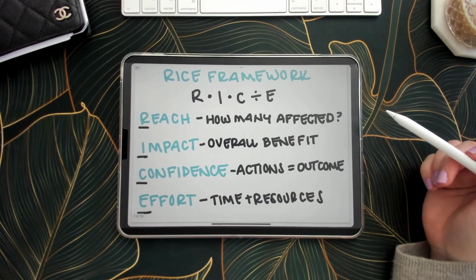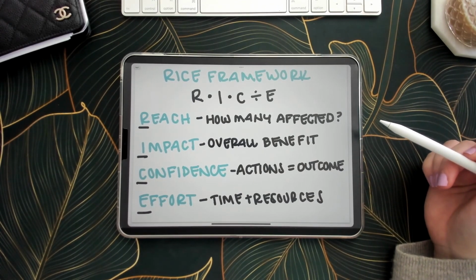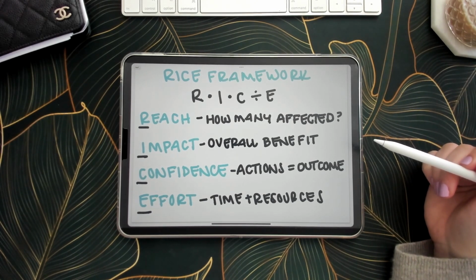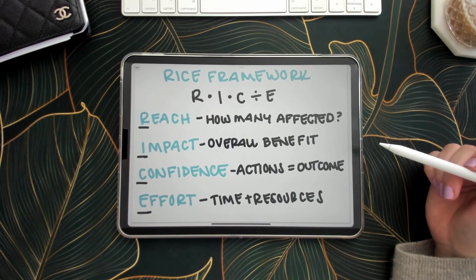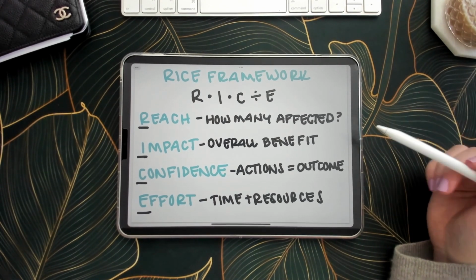Strategy number 5 is the RICE framework. RICE is a strategic prioritization method designed to help individuals and teams assess the impact of various tasks or projects. Developed by Intercom, a project management and design company, the RICE framework factors in reach, impact, confidence, and effort to provide a comprehensive scoring system for prioritization. So how to use this?